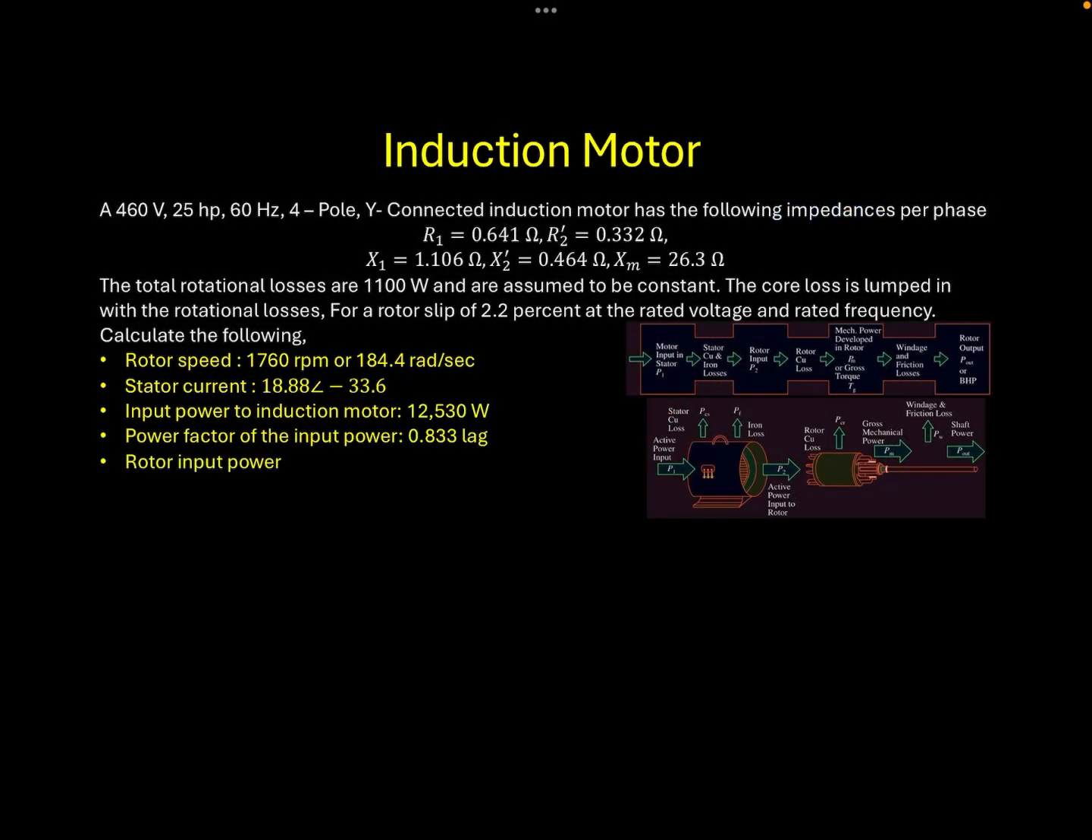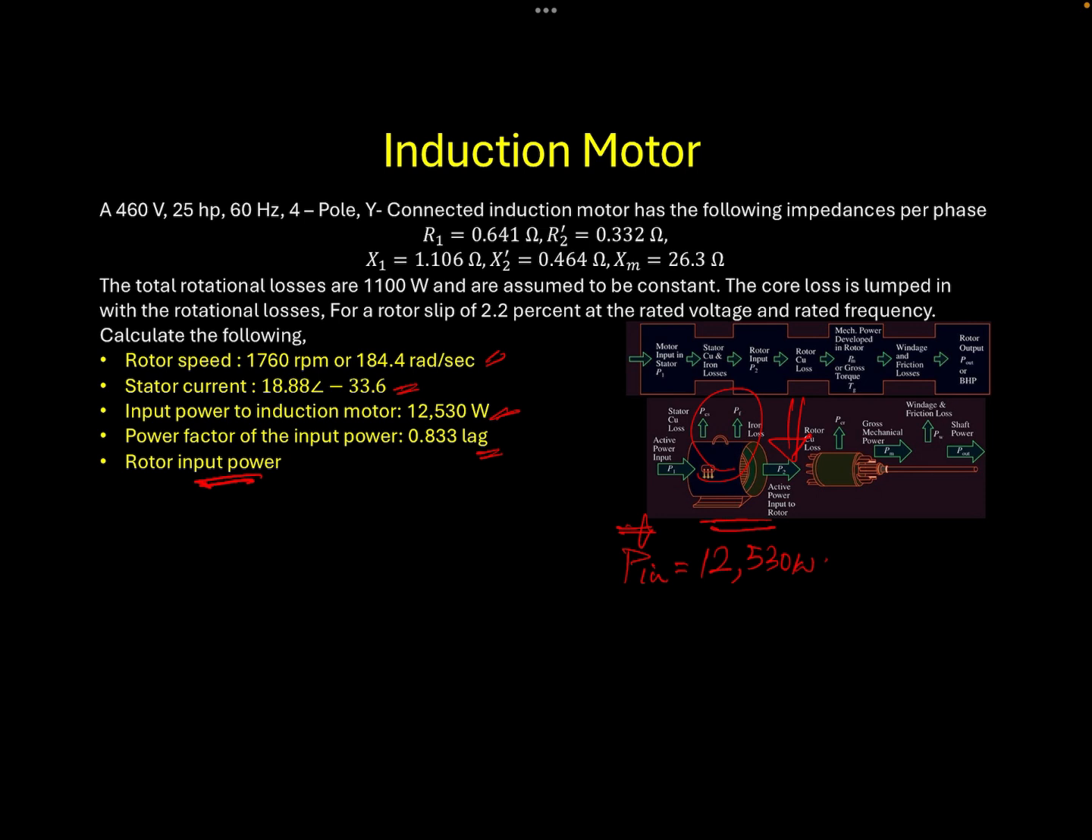We calculated the rotor speed and also the stator current, stator power, the power we are giving to the induction motor, and also the power factor of the induction motor. So now we know that in the case of this particular induction motor, the power input we are giving is 12,530 watt. Now if you want to calculate the rotor input power, the input power that is going to the rotor is here, after you lose the losses in the stator.